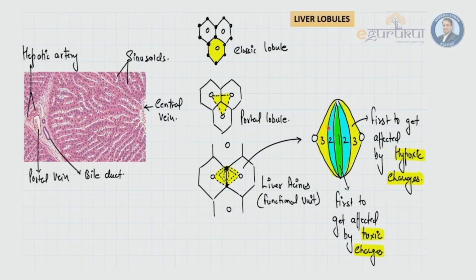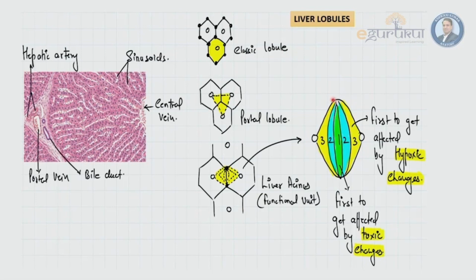Zone 3 is close to the central vein. Because oxygenated blood is coming from the midline and going toward the central vein, zone 1 is the first to get affected if any toxic changes take place, because that toxin will first go into zone 1 itself. So the first to show alcoholic or toxic changes is zone 1.